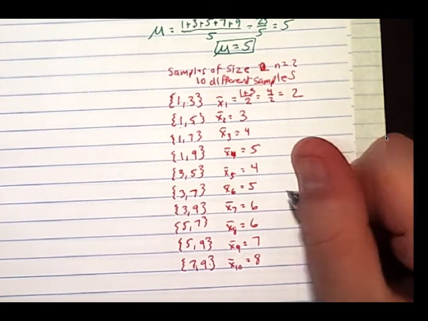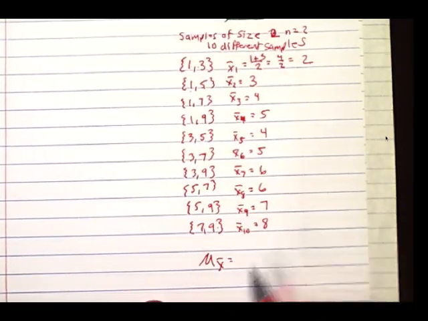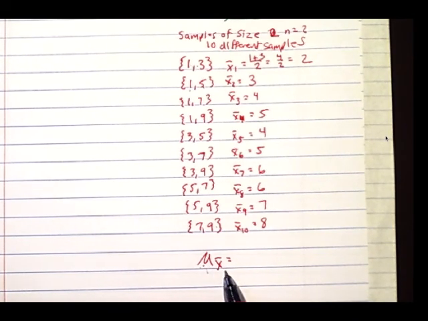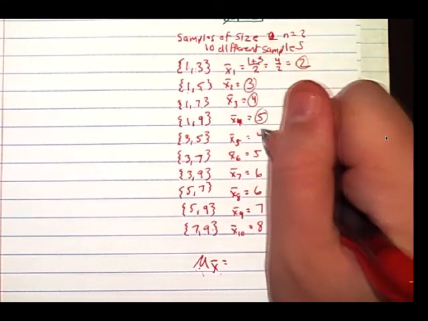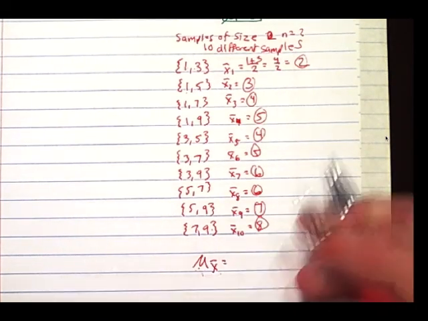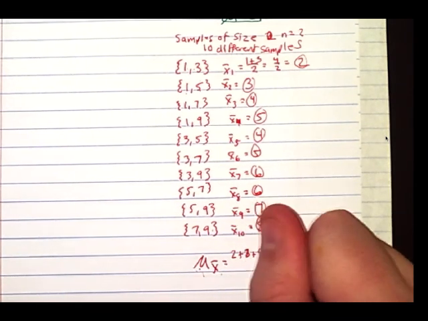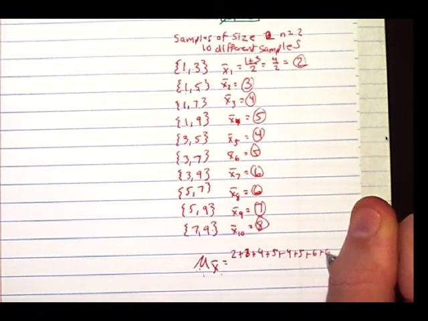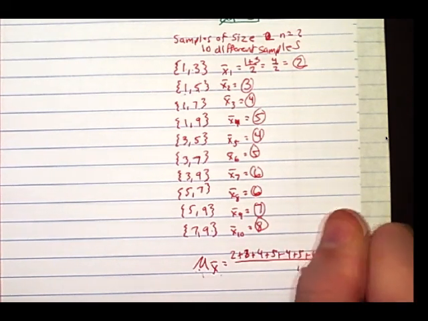So how would we figure out mu of x bar, what is the mean? Here's how we would say it: what's the mean of the sample means? Here's all my sample means: 2, 3, 4, 5, 4, 5, 6, 6, 7, 8. We said there's 10 of them. So I take 2 plus 3 plus 4 plus 5 plus 4 plus 5 plus 6 plus 6 plus 7 plus 8, and divide it by 10, and let's see what happens.